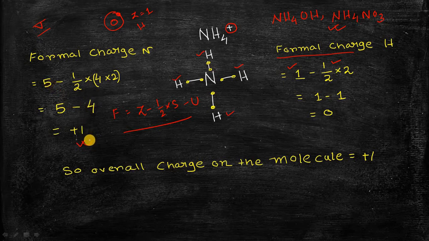So you can see how we can calculate the overall charge of the molecule. The formal charge on nitrogen is +1 and the formal charge on all 4 hydrogen atoms is 0. So the overall charge on the molecule is 1 plus 0 plus 0 plus 0 plus 0, that is equal to +1. So this is the way that we can calculate the formal charge of any molecules or any ions. Now let's go on to another example.